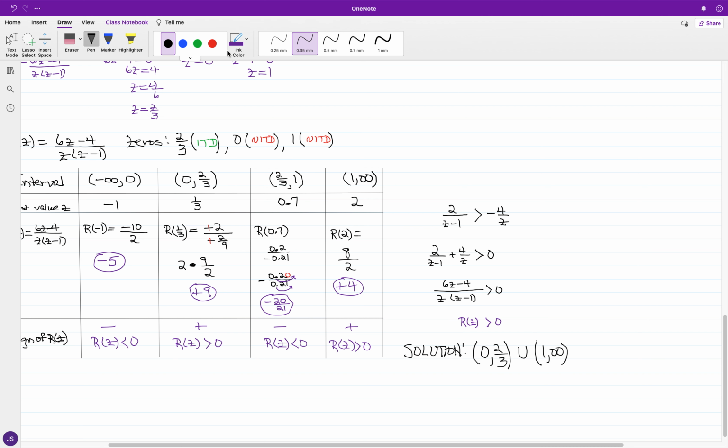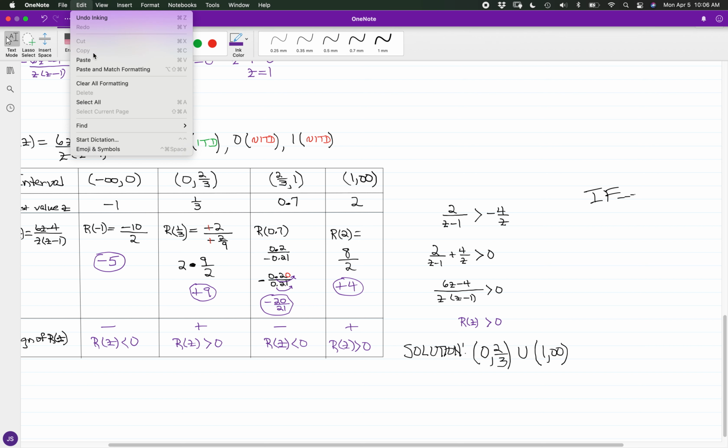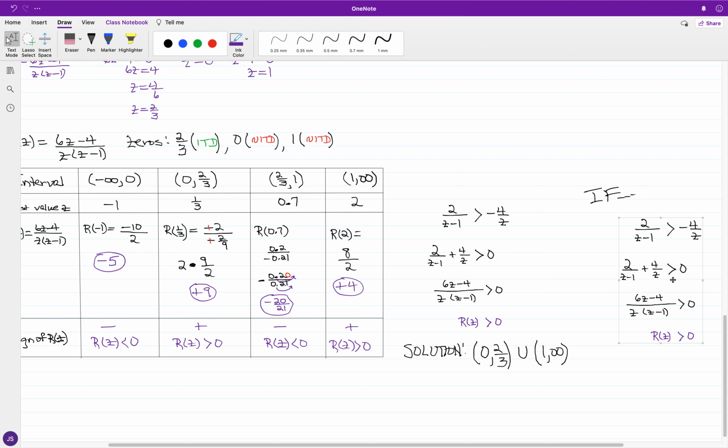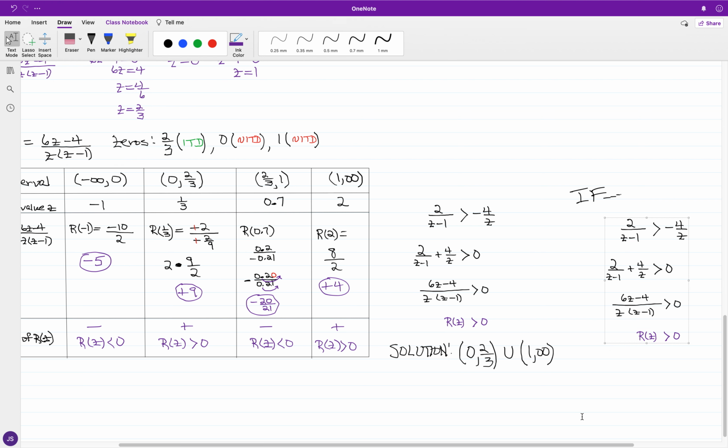Now, let's say, as a hypothetical, that we had the comparison to be such that 2 over z minus 1 is greater than or equal to negative 4 over z. Well, you would have a comparison to 0 where we would have r of z is greater than or equal to 0.